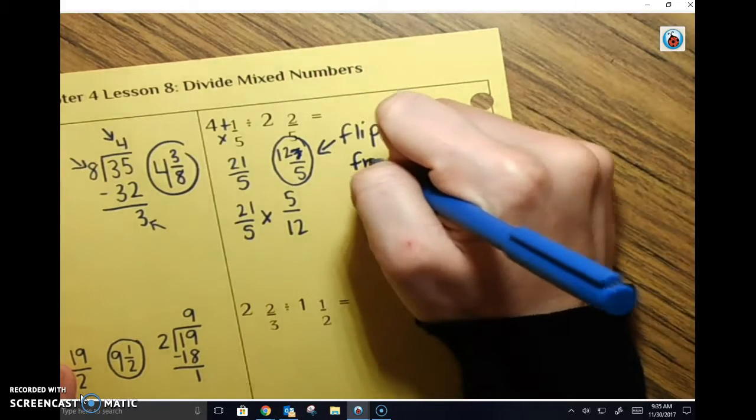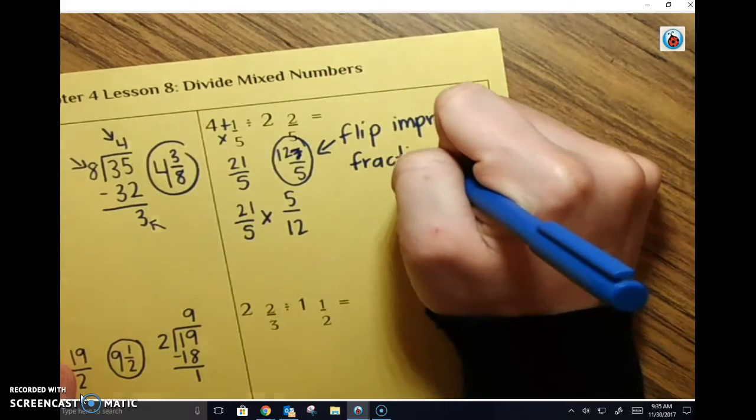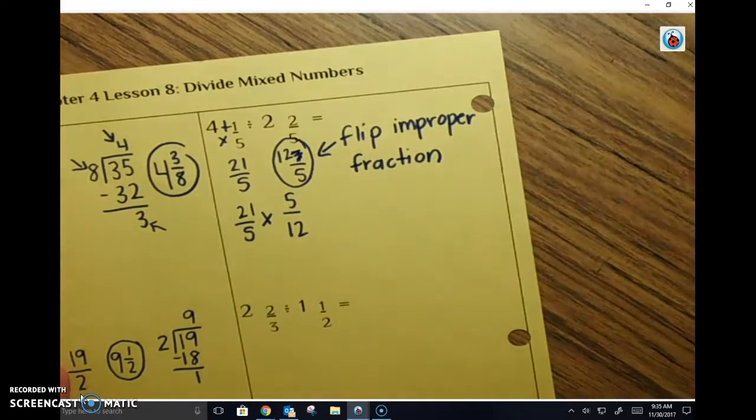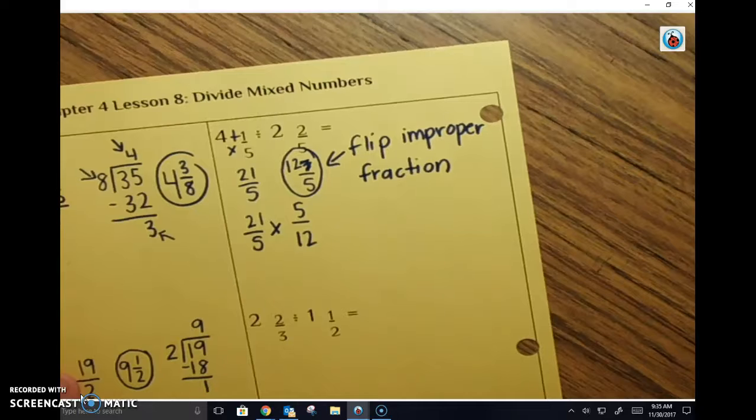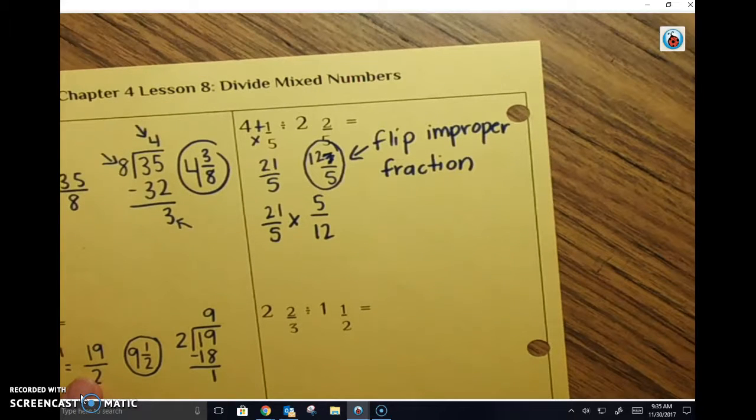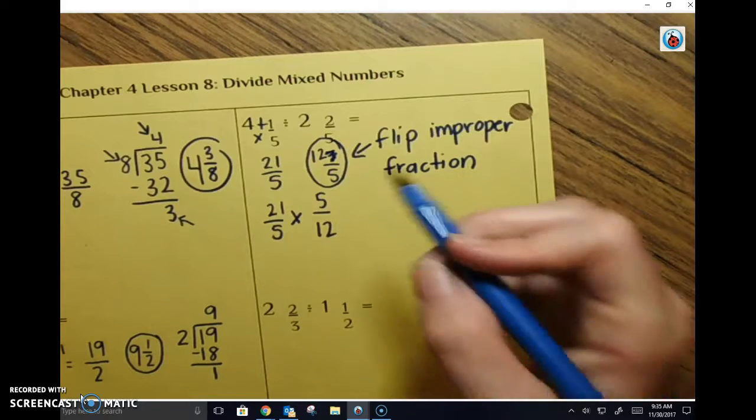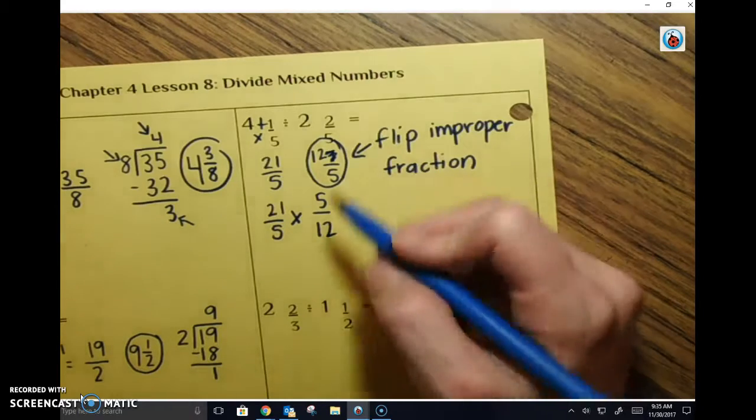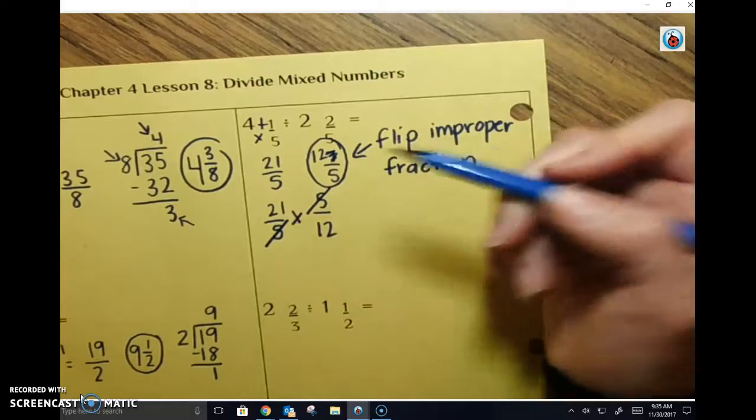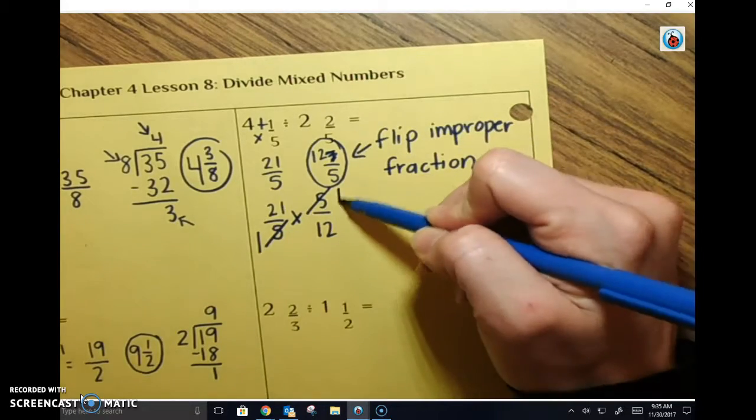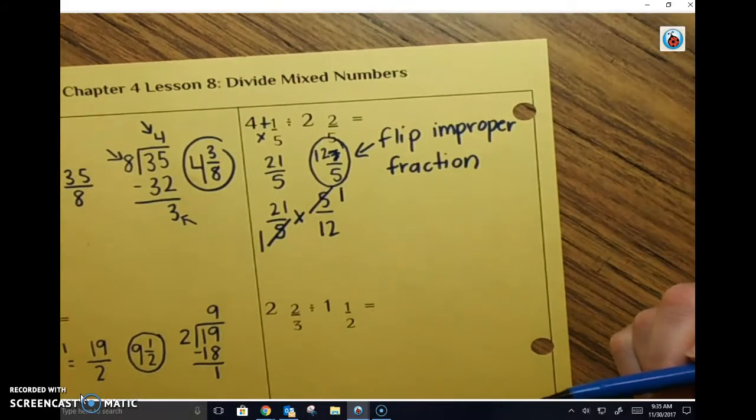How many people see how easy it could be after you wrote down your improper fractions to forget to flip it? It happens. I grade a lot of papers where people forget to do that. What can you do with my problem now? Carter? You can cross-cancel 5. And then what do we put by the 5s, Carter? That's my favorite thing, when they're the same, you can cross them out and make them 1.